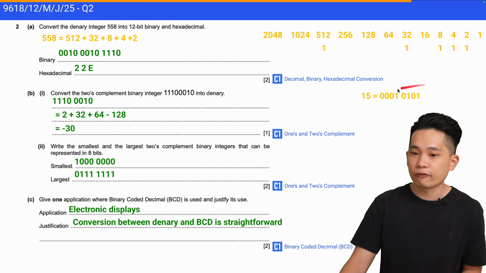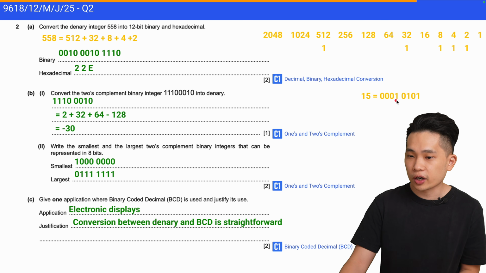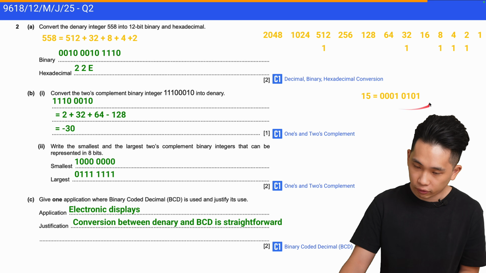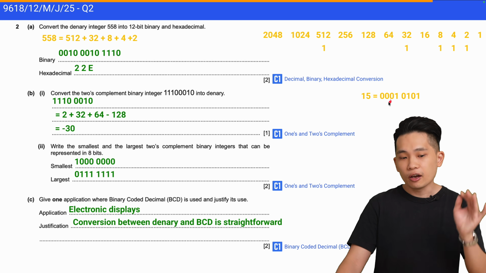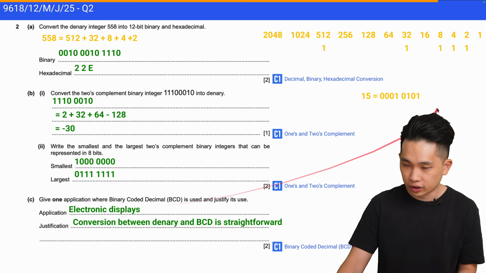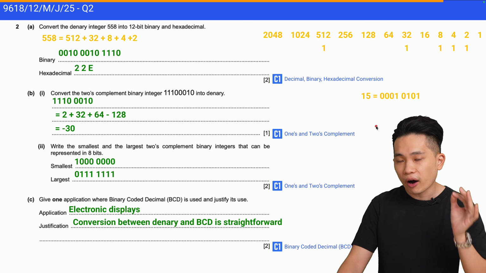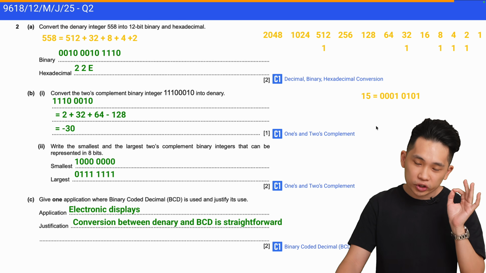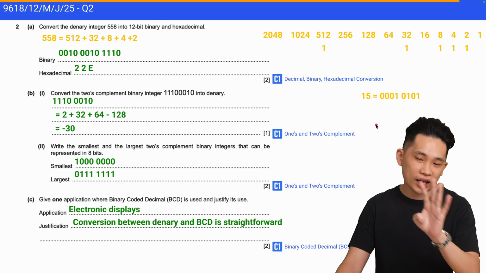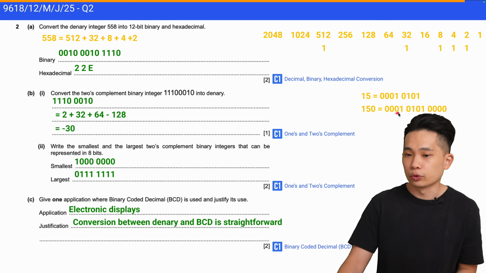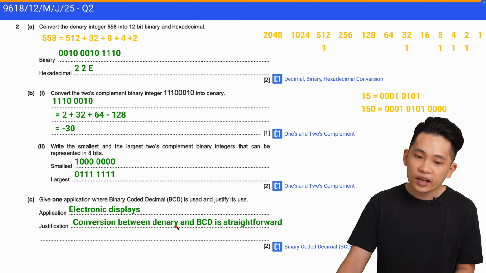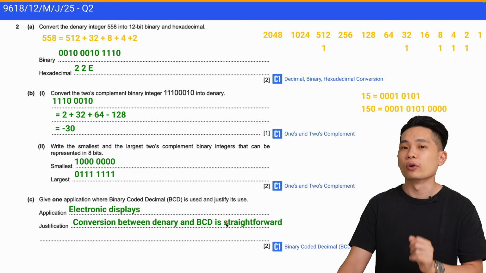For example, I have 15 is equal to 0001 0101 here. So this is the binary representation for 15 here. And let's say for this electronic display here, we want to represent 150 here. For this BCD here, it's going to be very simple here, which you can just add 4 zeros at the end here, resulting in 0001 0101 0000. So this is what it means by conversion between denary and BCD is straightforward.